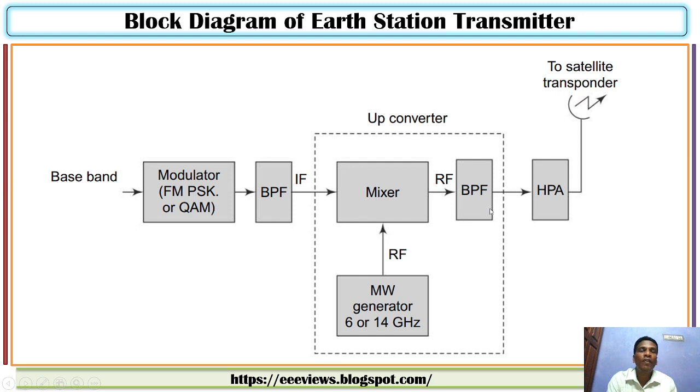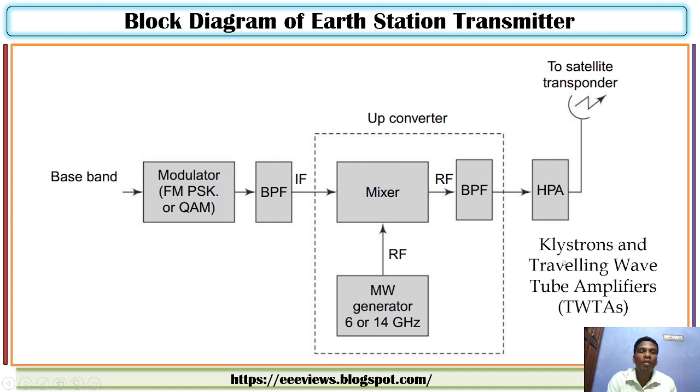After converting to the radio frequency, we give it to the HPA. HPA is a high power amplifier. Normally a klystron or a traveling wave tube amplifier will be used as the high power amplifier. In between, there will be a filter, a band pass filter. BPF means band pass filter.